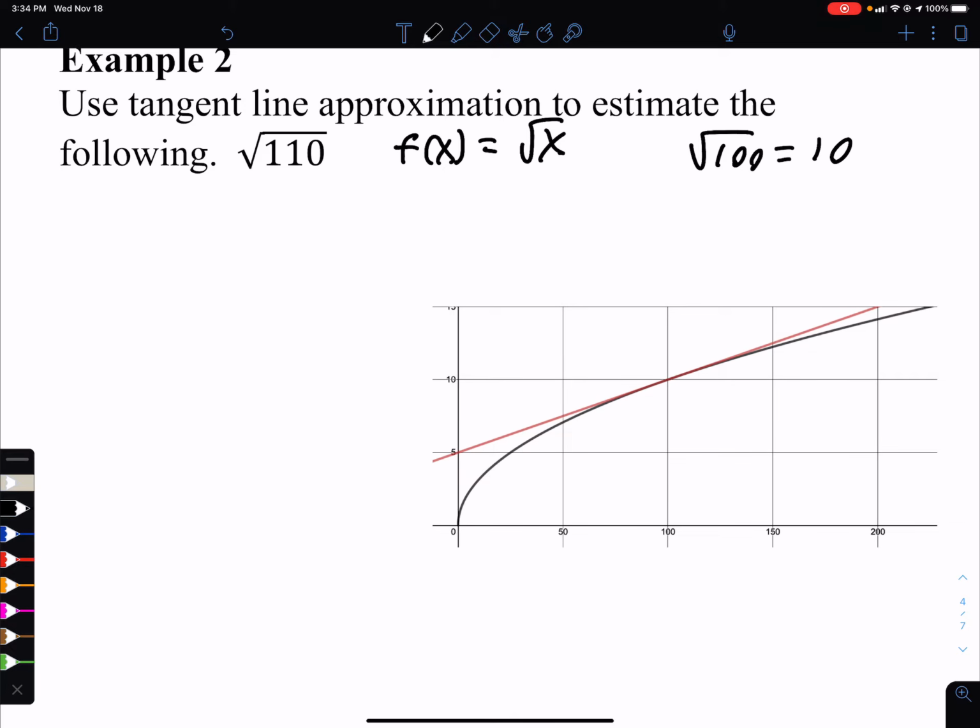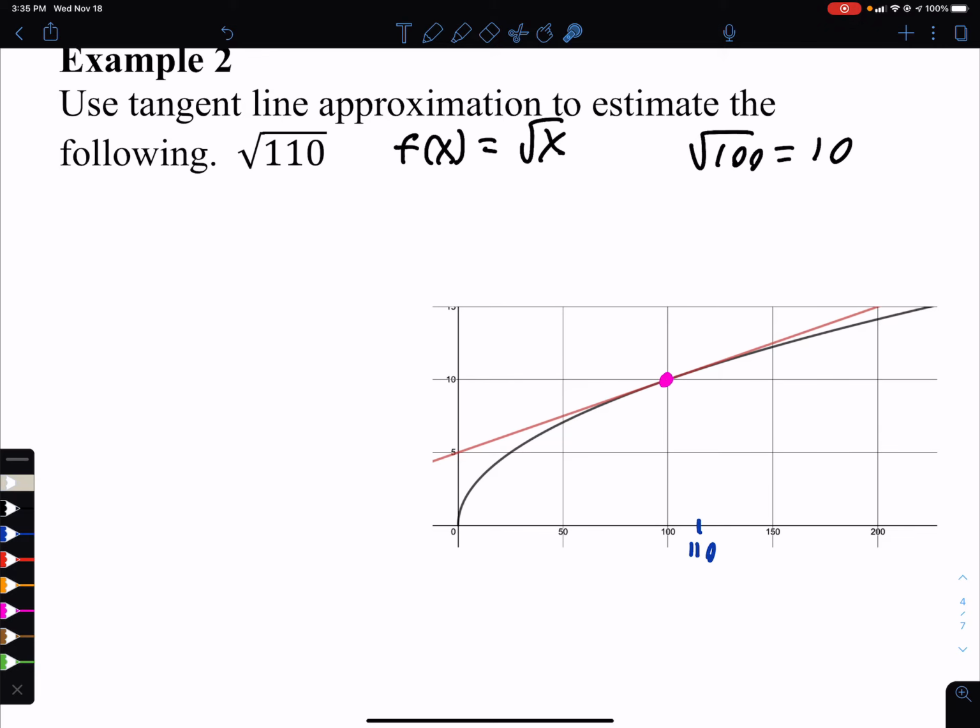I'm going to pick the point 100 as my point of tangency because that's close to 110, which is somewhere around here. And again, if you look, wow, that red line and the black line are almost on top of each other. If we're out here, wow, that's wildly inaccurate. But look, that's pretty darn close right there.